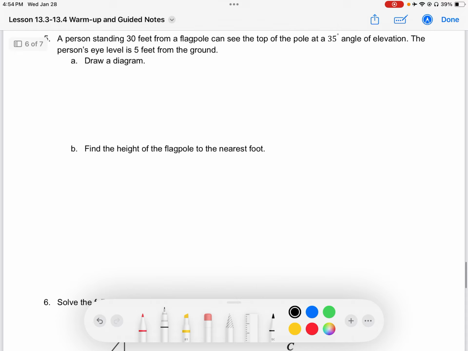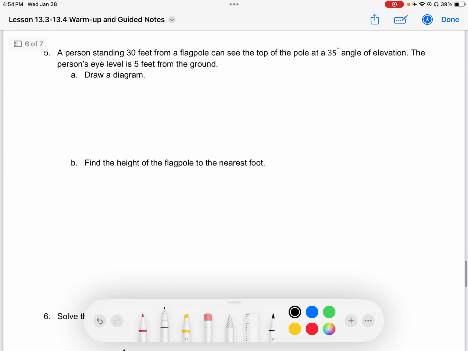Okay, let us look at number 5. A person standing 30 feet from a flagpole can see the top of the pole at a 35-degree angle of elevation. The person's eye level is 5 feet from the ground. Okay, first of all, let's draw the ground. So here's the ground. There's a person standing here. Okay, we'll just do a little basic person. And their eyes are 5 feet above the ground. So this is 5 feet.